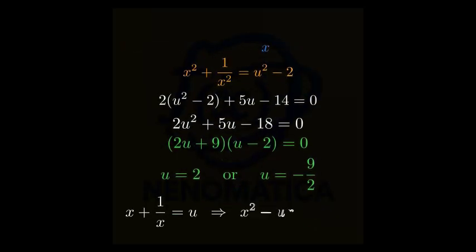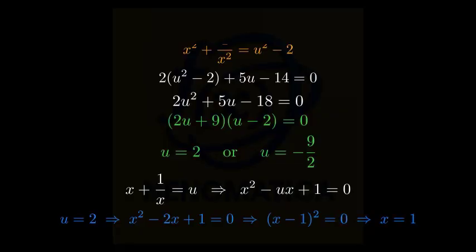Step 5. Back substitute using x plus 1 over x equals u. Multiply both sides by x to get x squared minus ux plus 1 equals 0. We now solve this for each value of u. First, when u equals 2, we have x squared minus 2x plus 1 equals 0, which factors as x minus 1 quantity squared equals 0. So x equals 1, a double root from this branch.